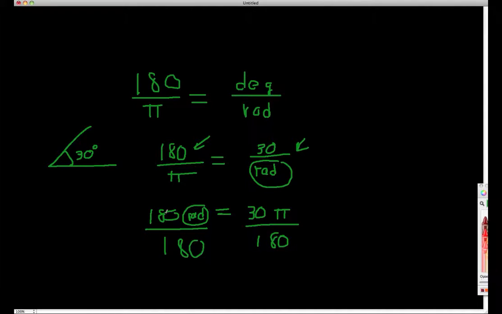Okay, 180 divided by 180 over here just cancels out. And 30 goes into 180 6 times. That gives me 6 here. So now I solve for this equation, and I have the angle in radians is equal to pi divided by 6. So there's an example of how I compute the radian value of an angle, in this case 30 degrees. Now how do we do this in the other direction? Let's look at that.